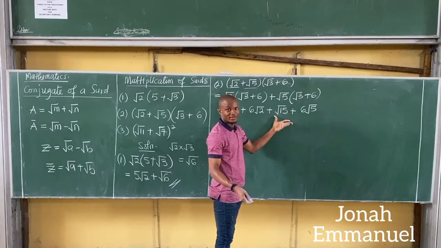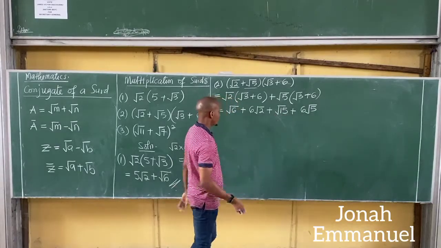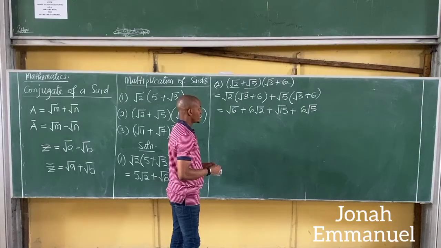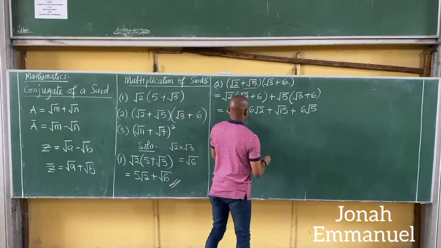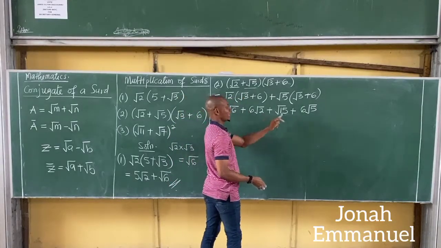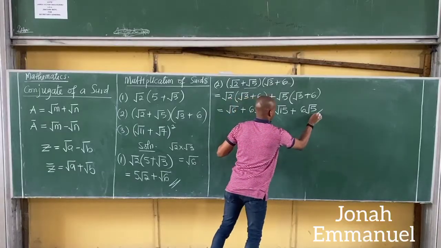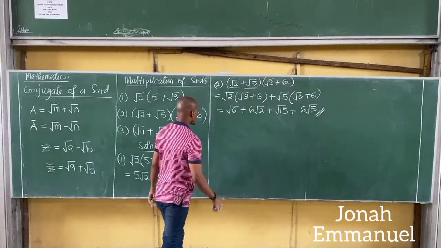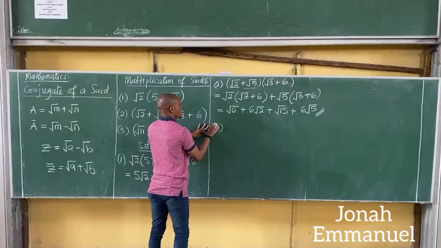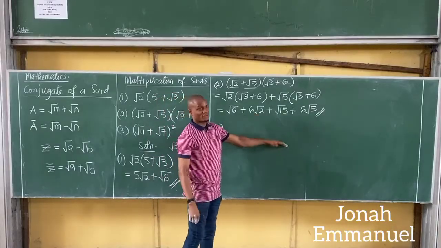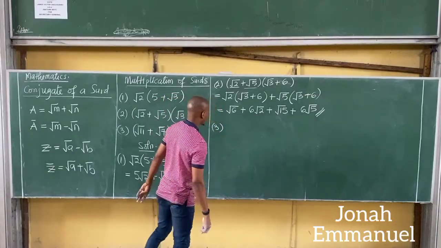So here's my answer, right? Can anything add here? Nope, they cannot add. Why? They are not similar surds. So I'll stop here. In complex maths, you can break this down if you want to, but let's leave that part.